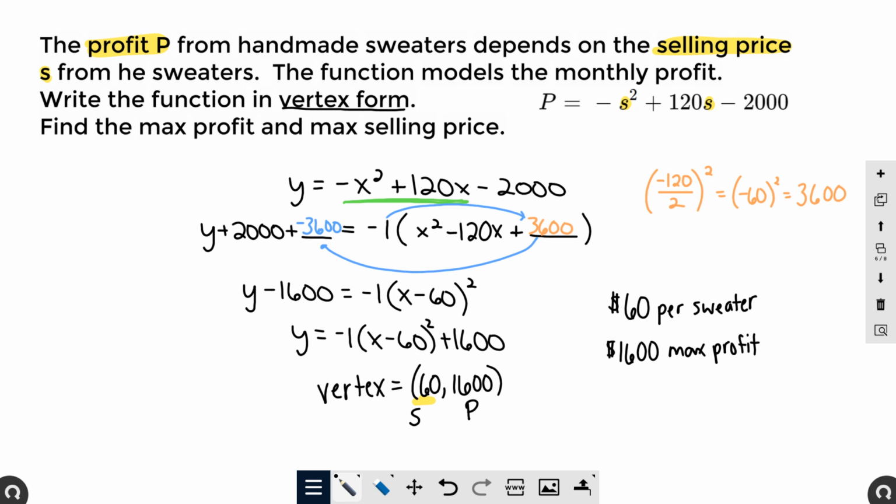That makes more sense than the reverse, right? It'd be nice. Hey, I'm going to sell my sweaters for $1,600 a piece. I don't think I would sell any. Maybe if I put my picture on them. Maybe that would work.